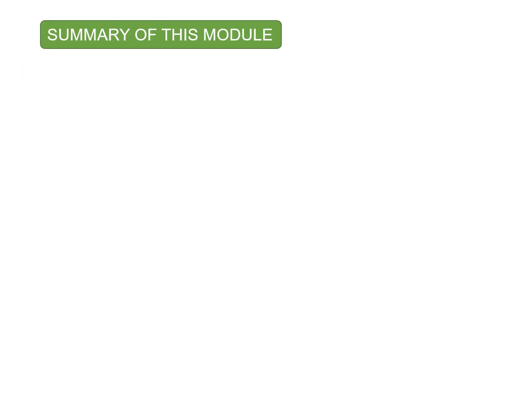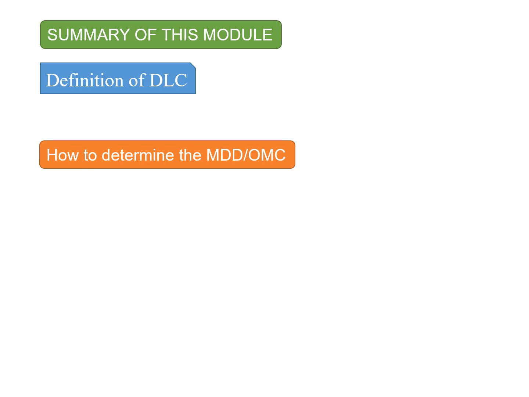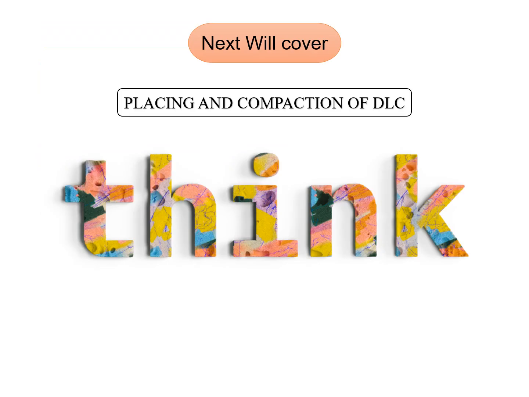So to summarize this module, we talked about the definition of DLC, or dry lean concrete. We talked about the process to do the design mix of DLC, and how to determine the Proctor values, that is, maximum dry density and optimum moisture content of the DLC mixes. Then we covered the importance of the maximum dry density in order to check the percentage compaction of the DLC mix which is laid in the field. In the next module, we will be covering the process of laying and compaction of the DLC mixes in the field.